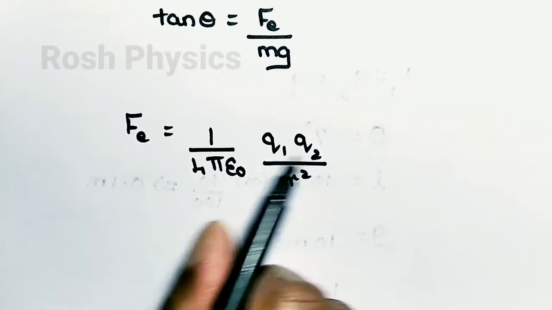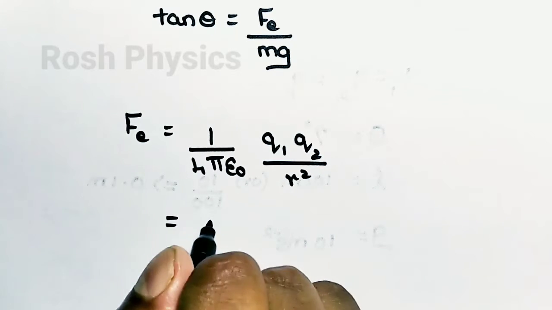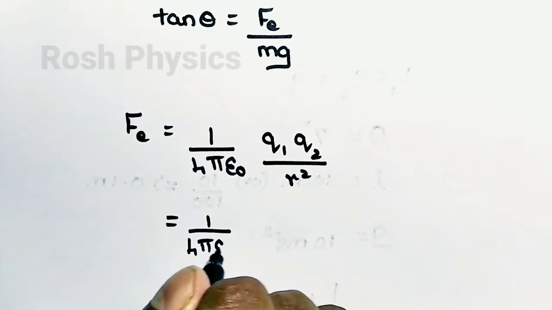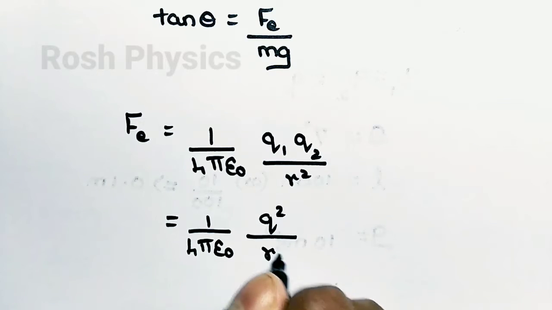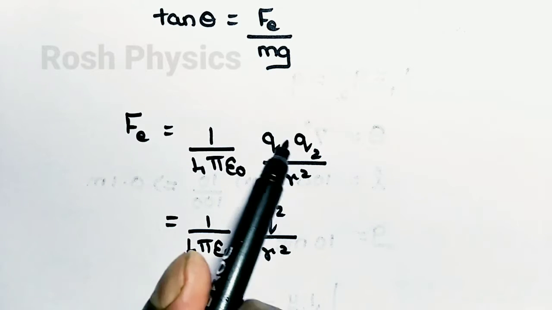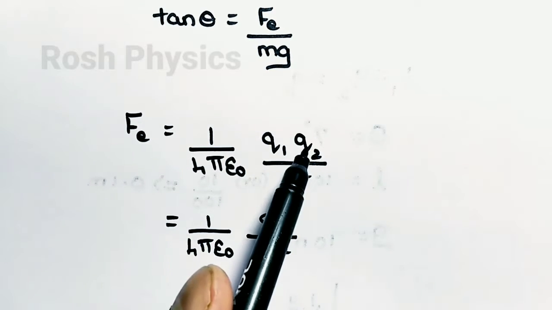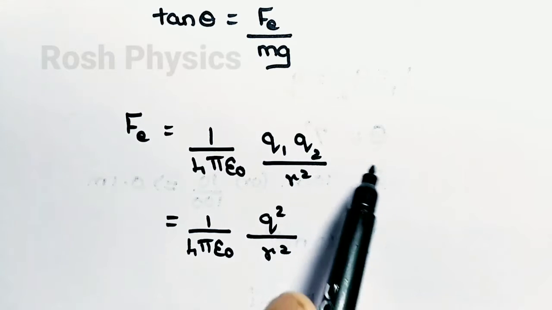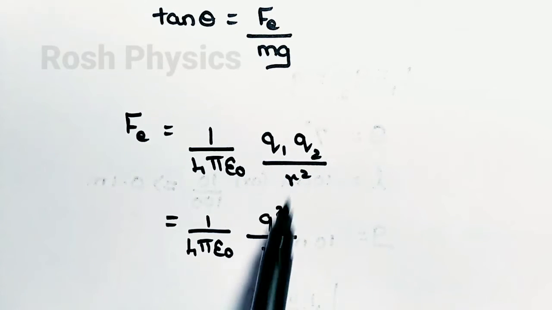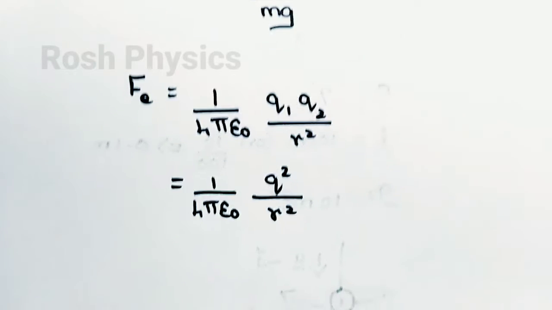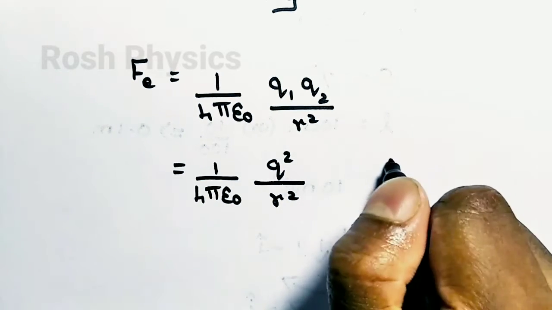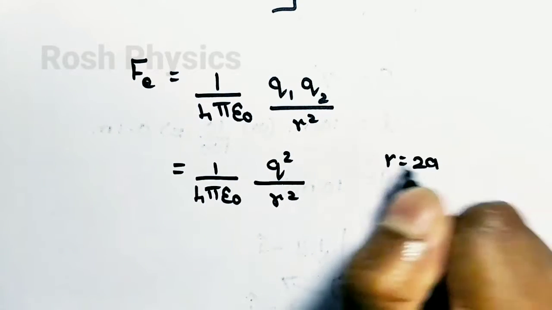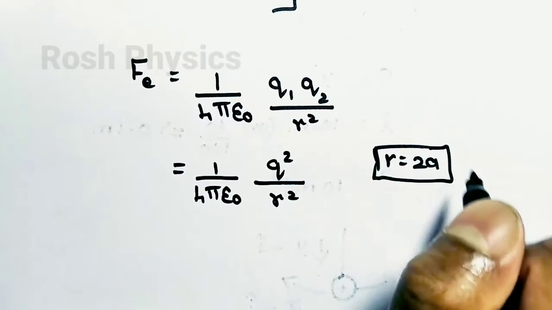But we know that both the charges are equal, so I'm writing 1 by 4 pi epsilon naught q square divided by r square, because I know that they both are equally charged spheres. I have taken q1 and q2 equal to q, so I'm replacing all those terms with q square. Okay, so r is the distance between the two spheres, and that is r equal to 2a. By the diagram you may find r is equal to 2a.